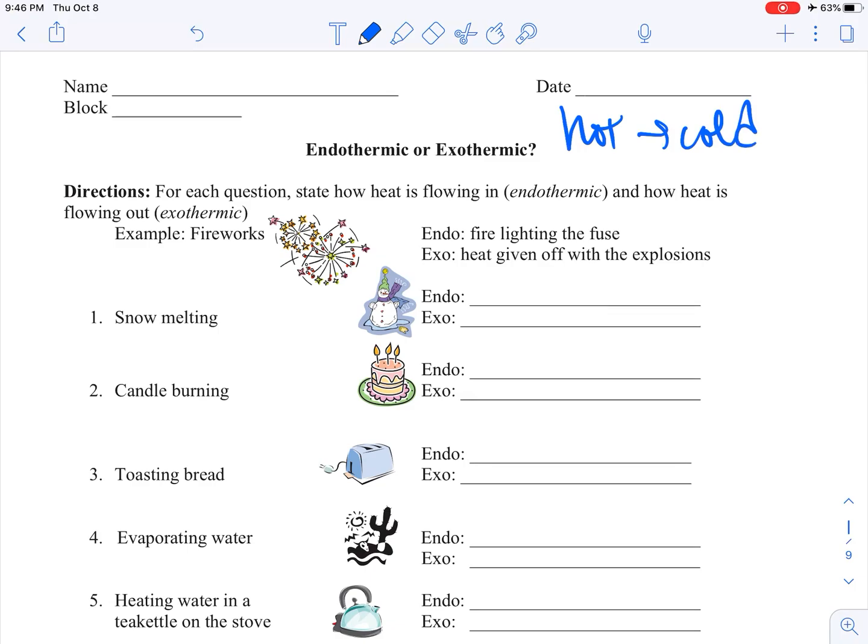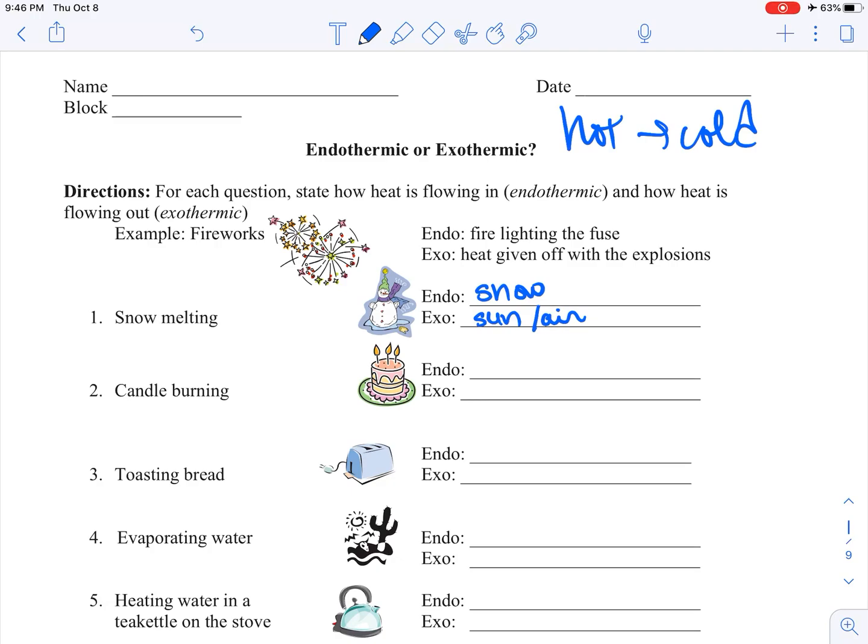So, snow melting. What would be absorbing heat? What would be absorbing heat being endo? How about the snow itself? And where would it be getting heat from? How about the sun? Or maybe the air? Okay? So the snow would be absorbing heat, so it's endo. The sun or the air would be giving off the heat.